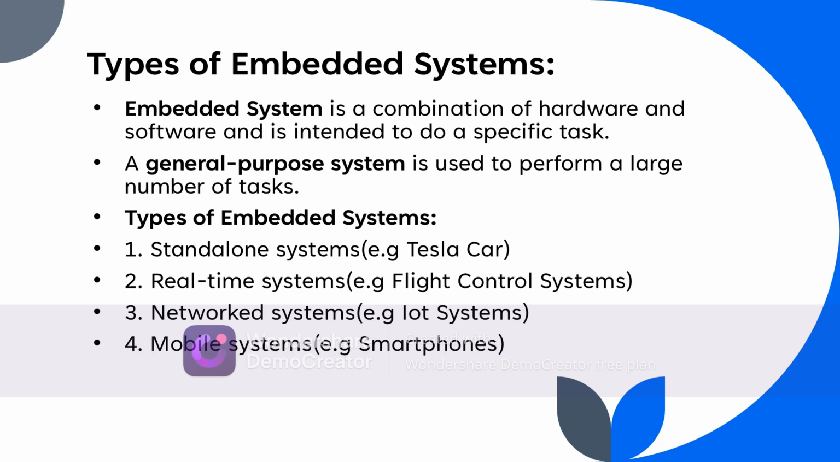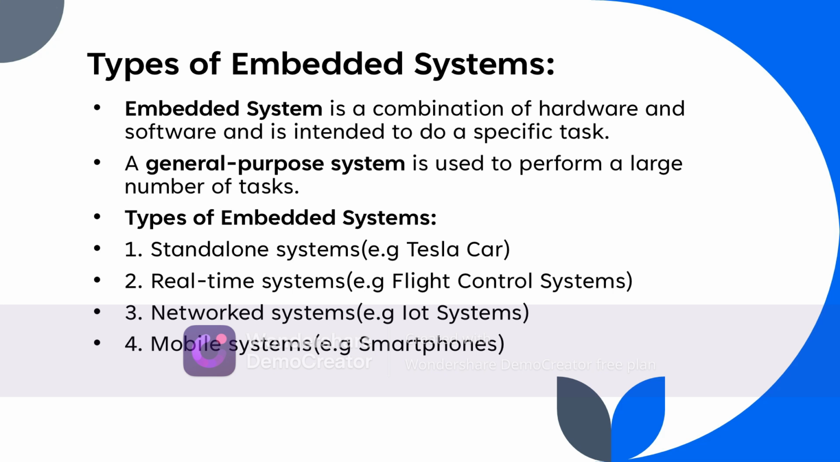And we have various types of embedded systems. The first one is the standalone system. It is a system which takes its own decision. Example, Tesla car, which is self-driven. The second one is real-time systems. These systems are designed to perform tasks within strict timing constraints, and the correctness of the system depends not only on the logical result but also on the time at which the results are produced. Example is our flight control systems.